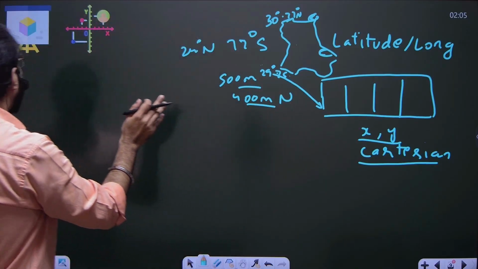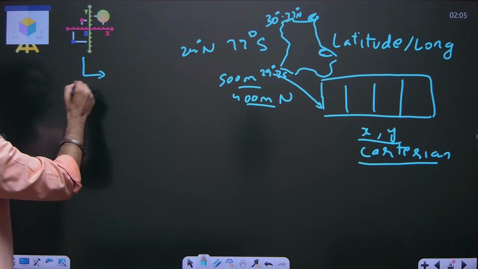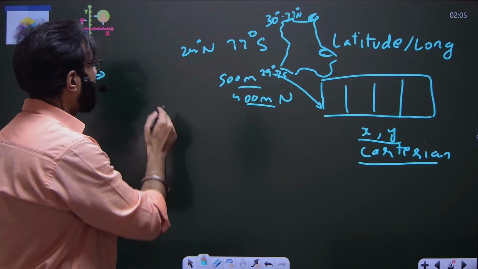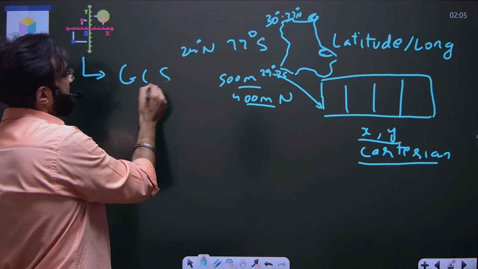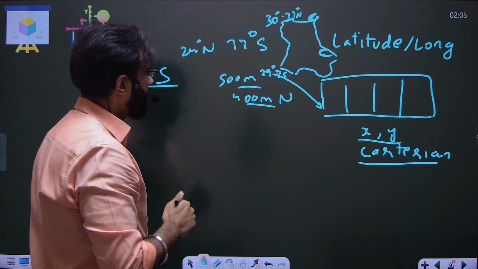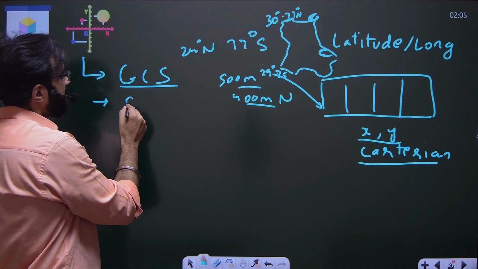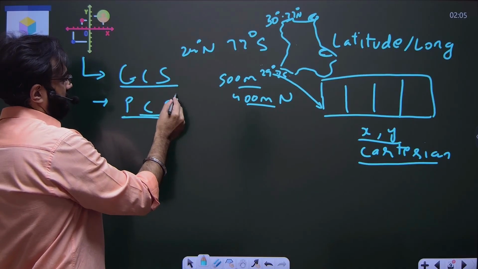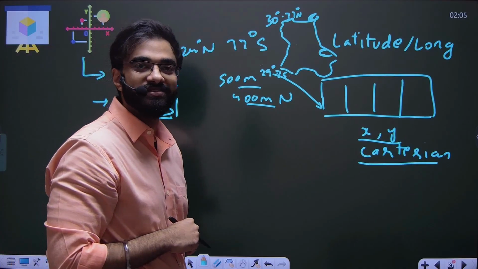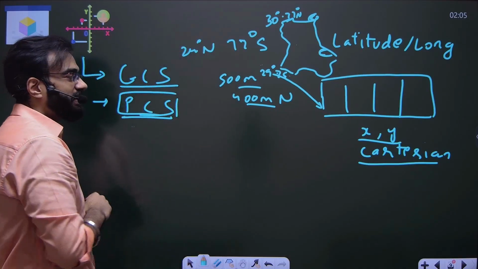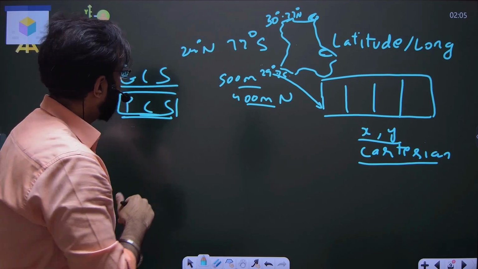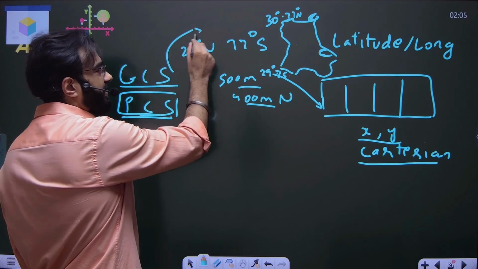So according to that, we have two types of coordinate systems. One is the GCS, which is the geographic coordinate system, and the other is the PCS, not the public civil services exam, but the projected coordinate system. And GCS, you have understood: latitude, longitude.